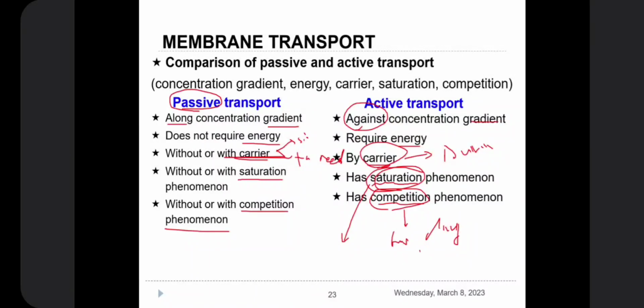If these two drugs have the same carrier, they can compete with each other. The drug with the stronger affinity will combine with the carrier more strongly, and then it will take the other drug out. We'll take out another drug that binds to the same carrier. This we call the competition phenomenon. Okay, this is about membrane transport.